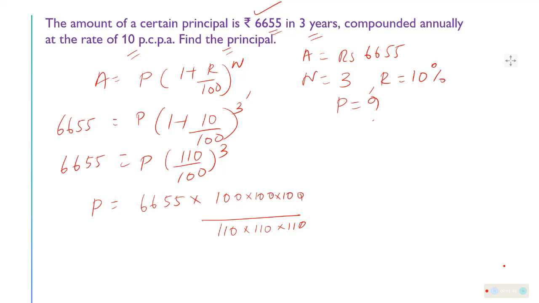We can simplify it as 10 into 10 into 10 upon 11 upon 11 upon 11 into 11 into 11. When you solve this, what will happen? 11 into 11, 121 into 11, accordingly it will go.